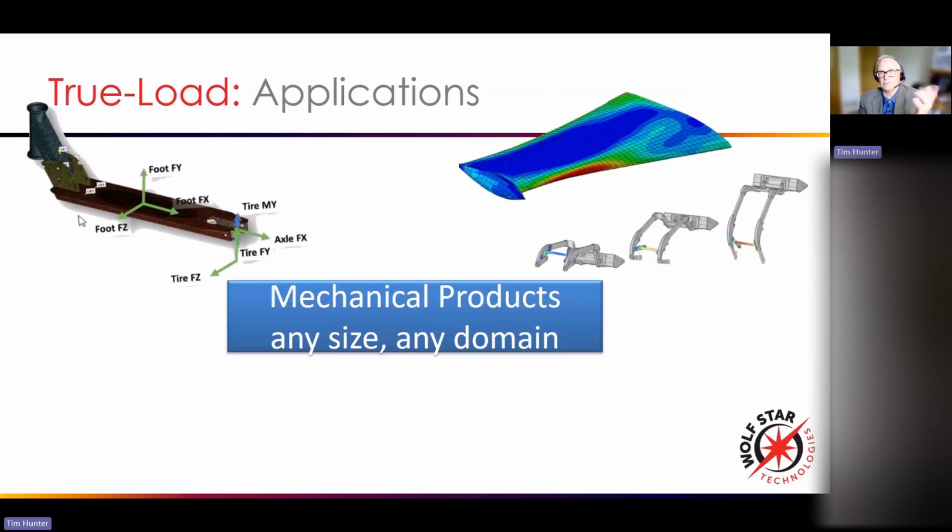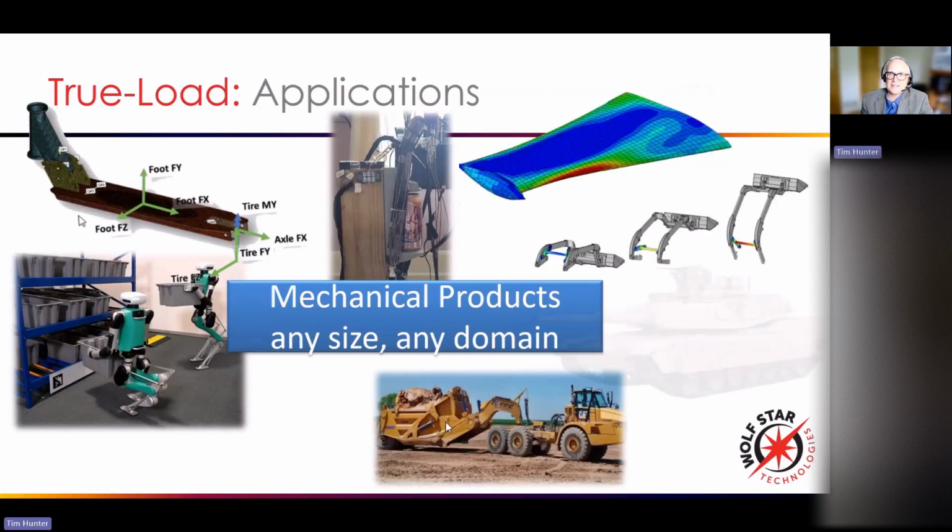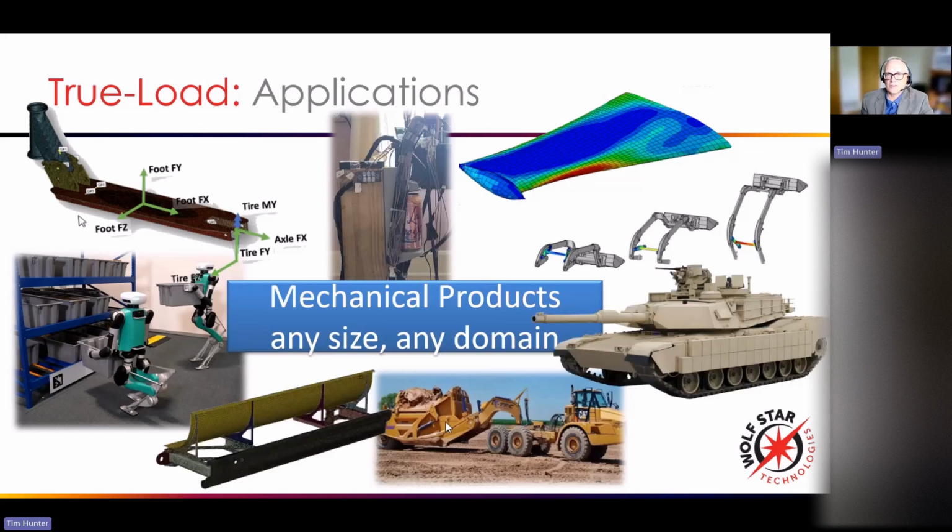And our software frankly works on any product of any size in any domain. It could be as small as a can crusher here, to a razor scooter, to airplane wings and heavy equipment, even army tanks and bipedal robots. These are all customer examples here, just showing how we can apply this technology to just about anything you can think of. If your product is experiencing strain, we can turn that strain into loads.